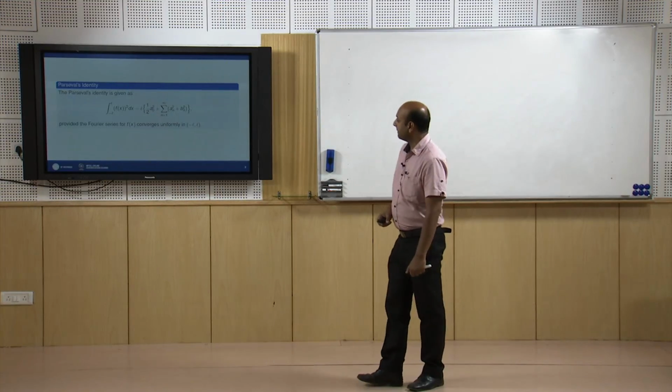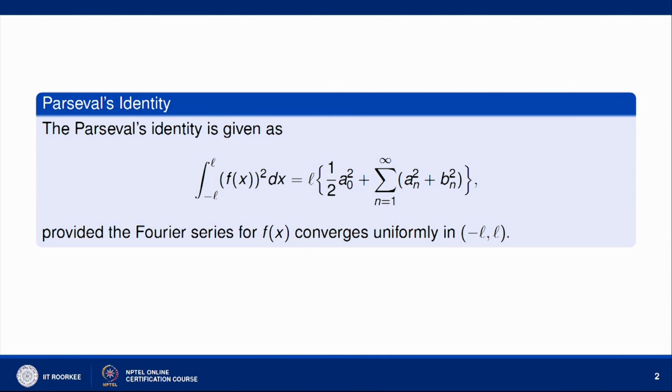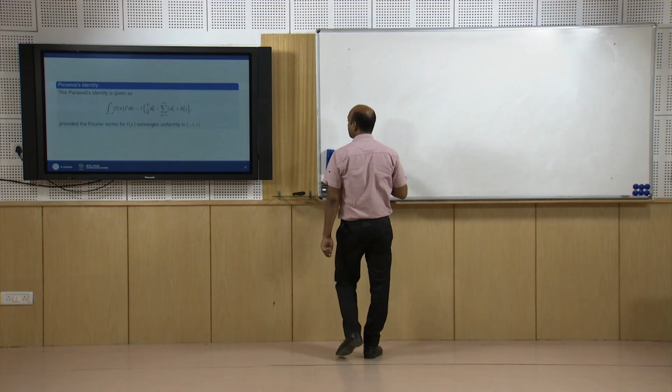Now, it states that the Parseval identity is given by the integral from minus L to plus L of f(x) whole square dx, which equals L times a naught square by 2 plus the summation of a n square plus b n square, provided the Fourier series of f(x) converges uniformly in minus L to L. Now, what is the proof of this identity?